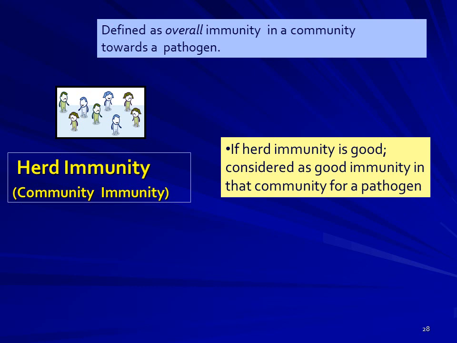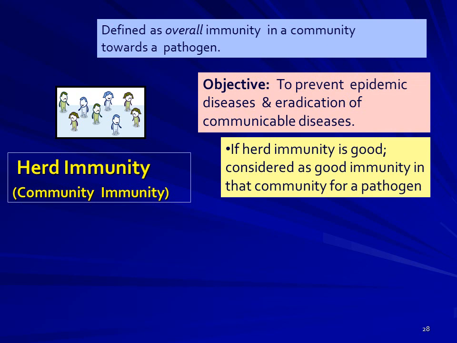So whenever many people get infected and many people have antibodies against that particular microorganism in their body, that type of immunity is known as herd immunity. Herd means a group of people got the immunity. So if herd immunity is good, it will be considered good immunity in that community for that particular pathogen. The objective of herd immunity is to prevent epidemic diseases and to eradicate communicable diseases.